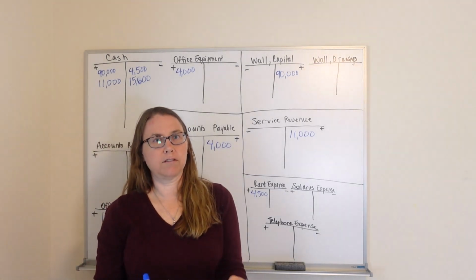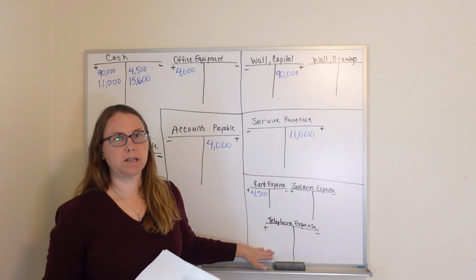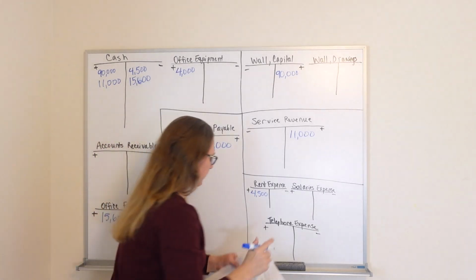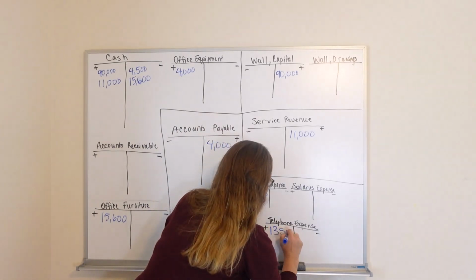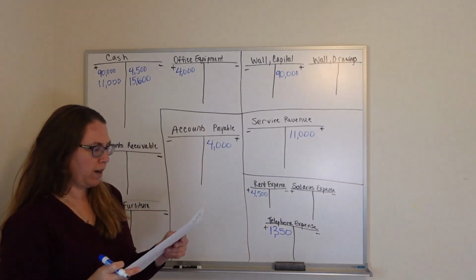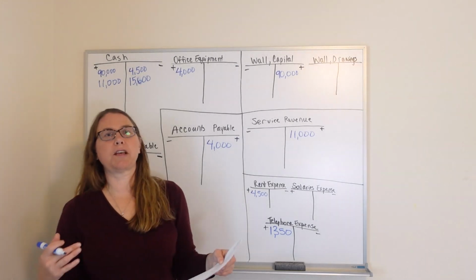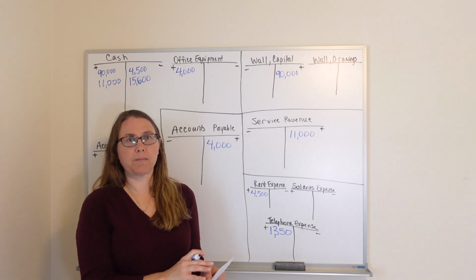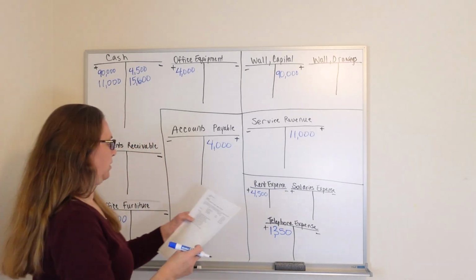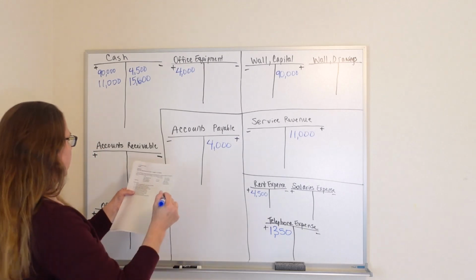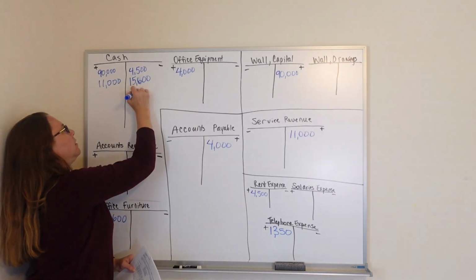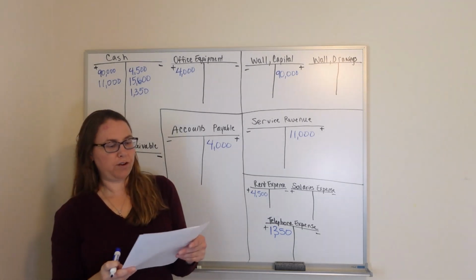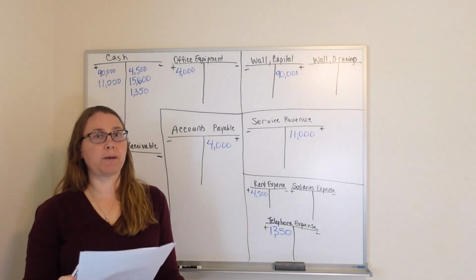Okay, then in F, they paid $1,350 for the monthly telephone bill. Telephone is an expense, so we're adding to the expenses of the business with a debit. And we're gonna credit cash. It doesn't say paid cash or paid with a check, but we're just gonna assume when we see the word paid, they paid with cash, unless it tells you otherwise. So that would go on the credit side of cash to subtract from cash.